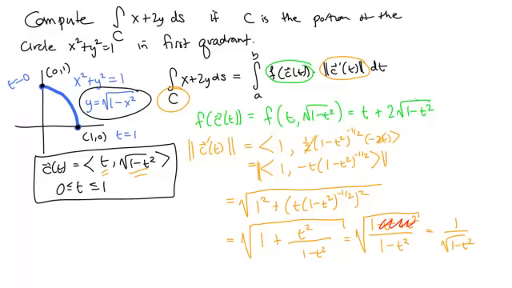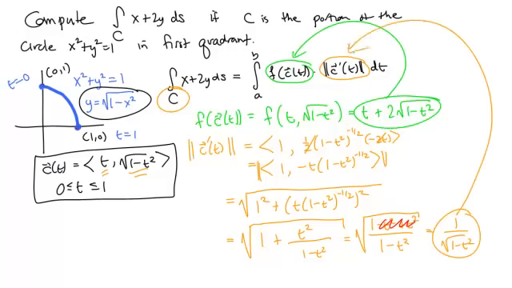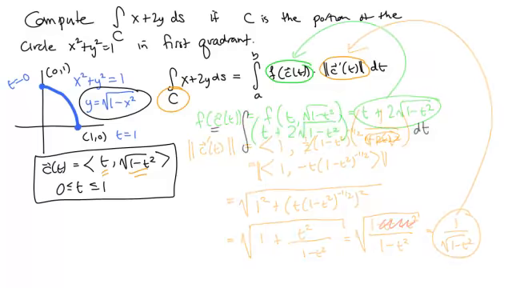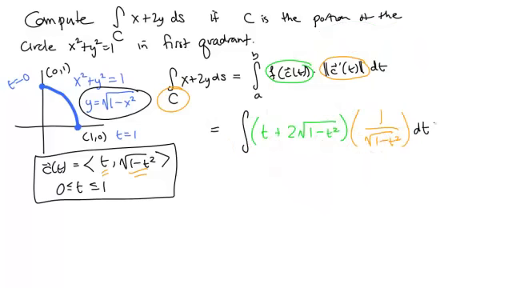So let's plug this expression in for this, and this expression in for that, and see where the integral takes us. We will integrate the function t plus 2 times the square root of 1 minus t squared, times 1 over the square root of 1 minus t squared, and we're going to integrate that from t equals 0 to 1. Notice that this is the integral of a product.